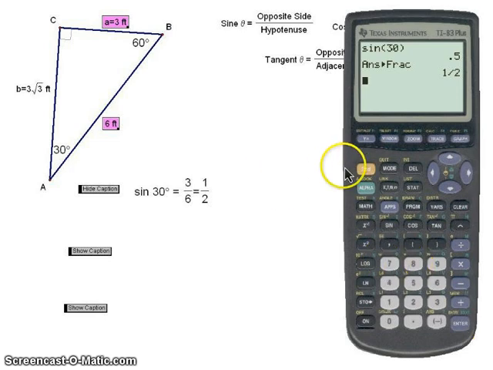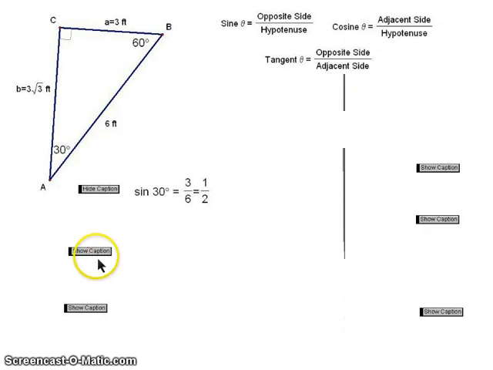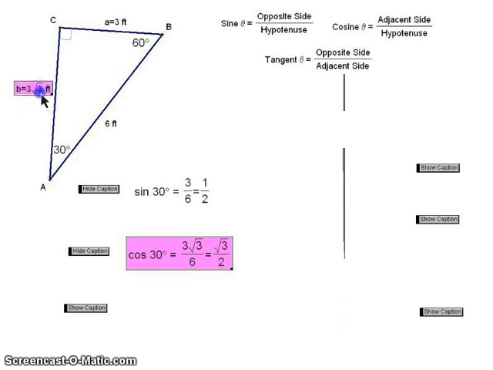Now we can move on to the other ones. The other ones fall pretty quickly after that. So let's look at the cosine now. The cosine of 30 degrees will be the adjacent side, 3√3, divided by the hypotenuse. So you're dividing it by 6. And the only thing you have to do here is just simplify this fraction. So 3 and 6 simplify to 1 and 2, and then your final answer is square root of 3 over 2. That is the exact answer, and that's what we use.